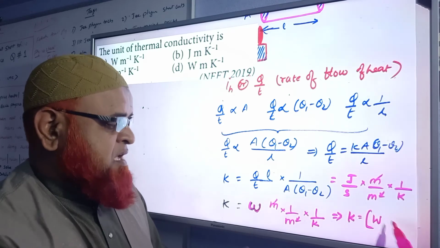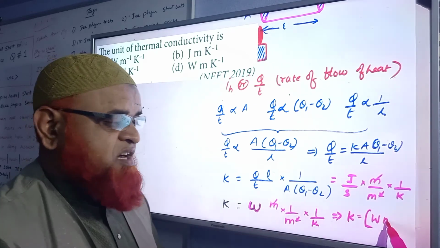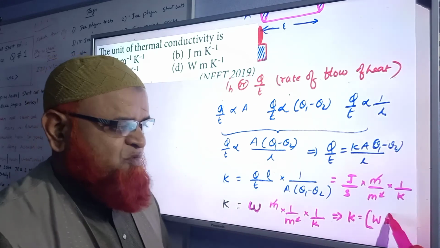Proceed. So watt, meter inverse, Kelvin inverse.